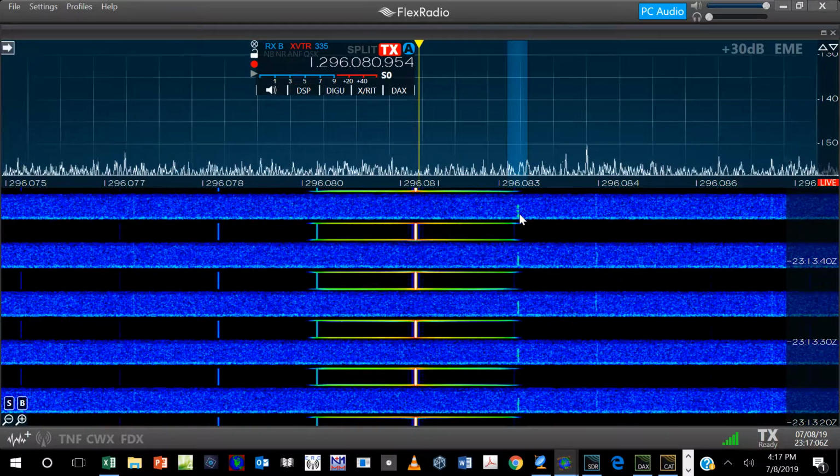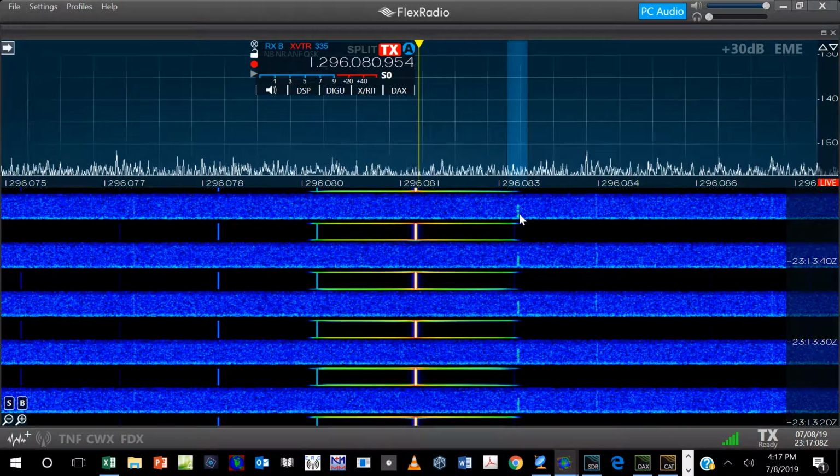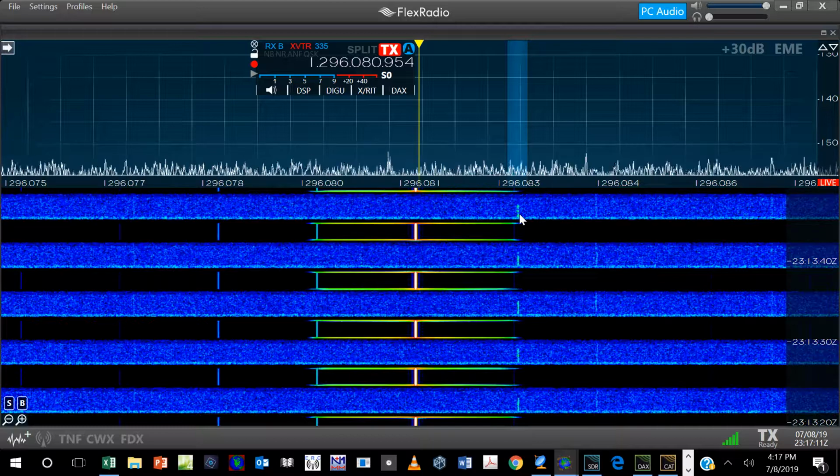So this is taking place on 1296 megahertz, which is a 23 centimeter ham band.